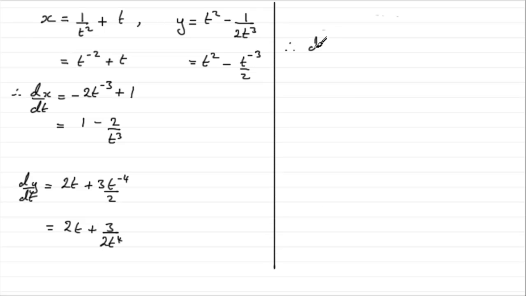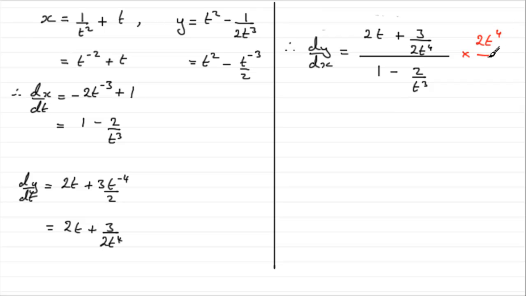So, therefore, for dy by dx, we have dy by dt, so that's going to be 2t plus 3 over 2t to the 4, and that is all divided by dx by dt, 1 minus 2 over t cubed. So you can see we need to simplify this now, and the way I would do this is to times top and bottom by 2t to the 4, because I can see that t cubed goes into 2t to the 4. I'll just write it in red here, times top and bottom by 2t to the 4 over 2t to the 4, as if we're multiplying by 1. It doesn't alter the value of this, just the appearance.